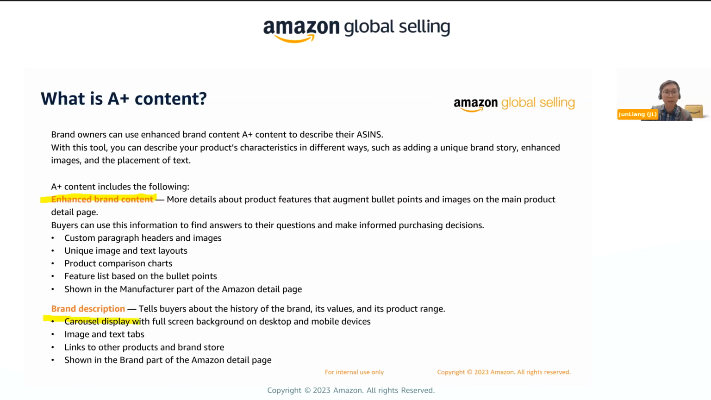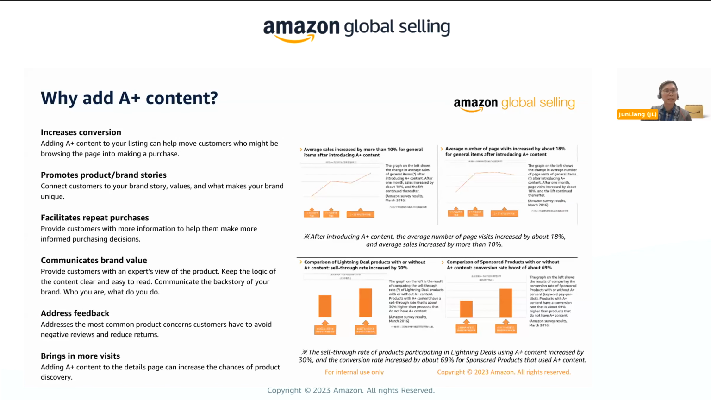And there are a lot of other modules that you can leverage to include even more, such as a carousel display, or images with a text tab. And there are ways that you can link your product, based on the images, directly to your brand stores. These are the benefits of using A+ content: an increase in conversions, it helps to promote the product brand story, facilitate repeat purchase, and communicate your brand value. And of course, a nice looking listing will eventually help to bring in more visits as well.